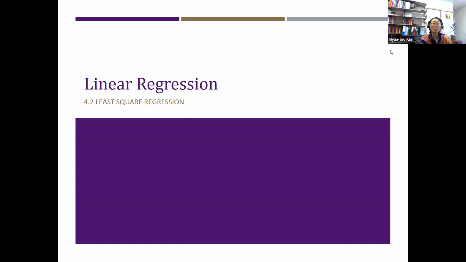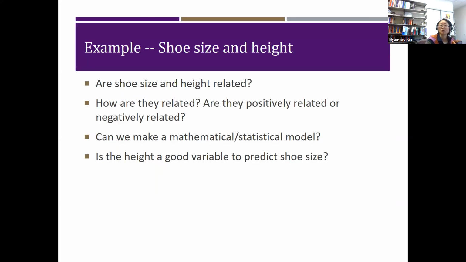Okay, chapter 4.2, we'll keep talking about how we describe the relationship between two quantitative variables. And in particular, we'll talk about the linear regression model. To talk about it, we'll stick with our example. Suppose we're interested in whether shoe size and height are related or not.